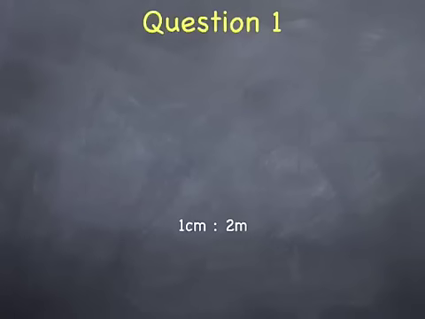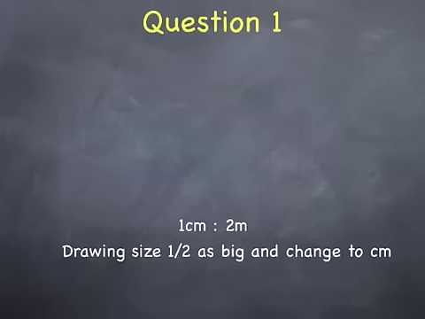Okay, the scale given was 1 centimetre is to 2 metres. So what that means is that our drawing size, if you like, will be half as big as the numbers given in the tennis court, and you also have to change them to centimetres. Okay? It doesn't mean it's half as big as a tennis court really, but we can use the fraction half because we've got 1 and 2. So we halve the numbers given and change them to centimetres.